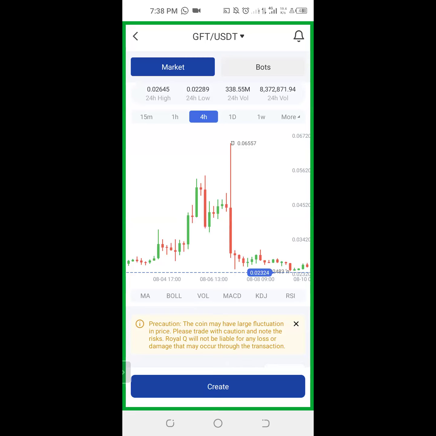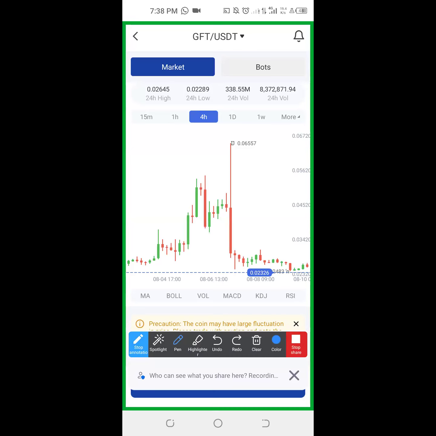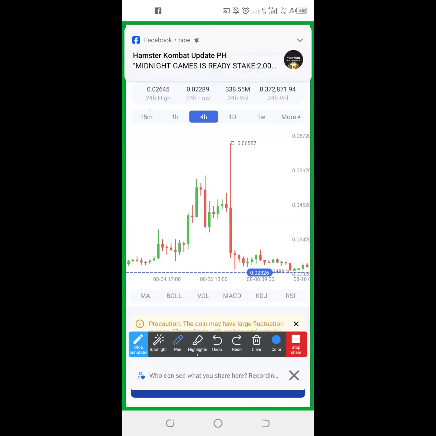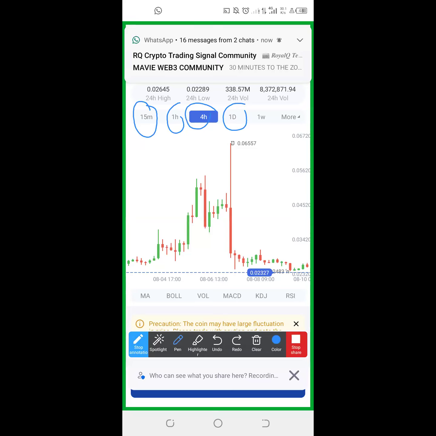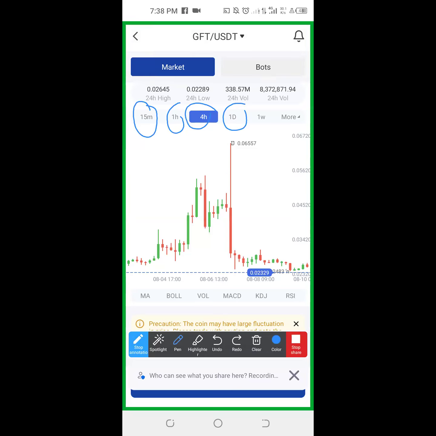Now, the MACD indicator, you can use it on any time frame. But the time frame that was added to the setting on RoyalQ is the 15 minutes. I think they want us to be taking profit very fast. It is on the 15 minutes, not on 1 hour, not on 4 hours, not on 1 day, so that you can easily enter the market. It will work faster for you the moment it sees the opportunity.